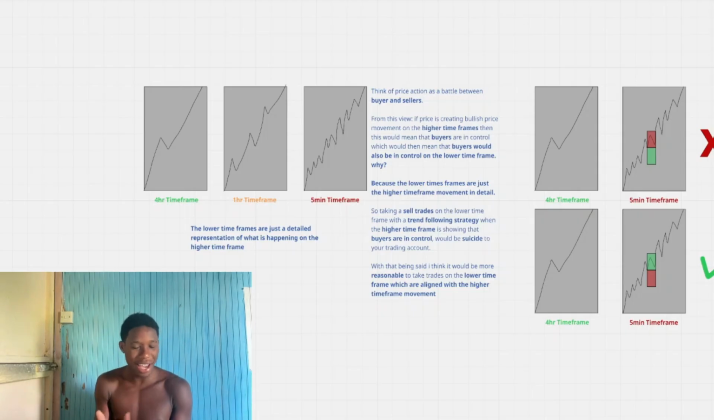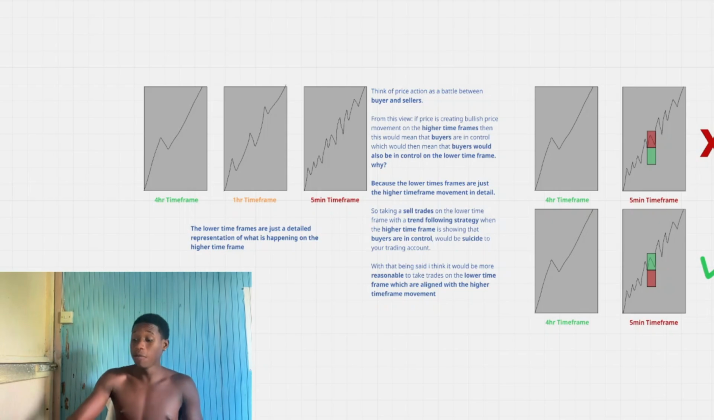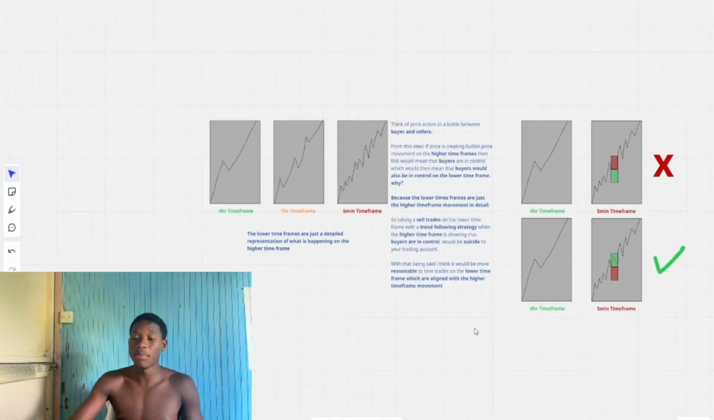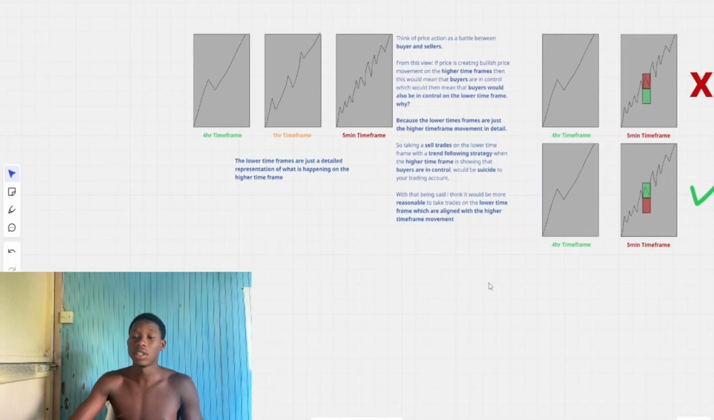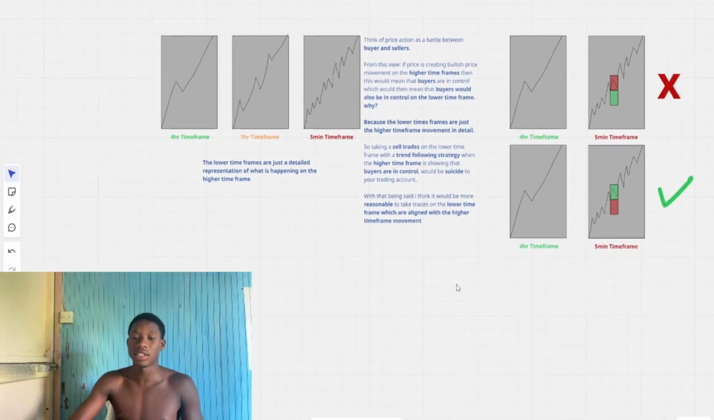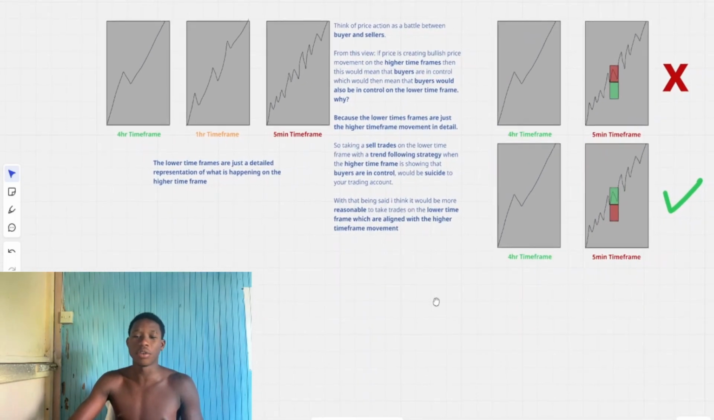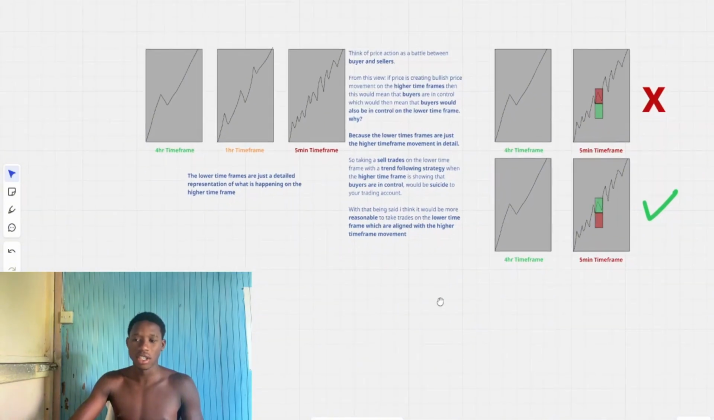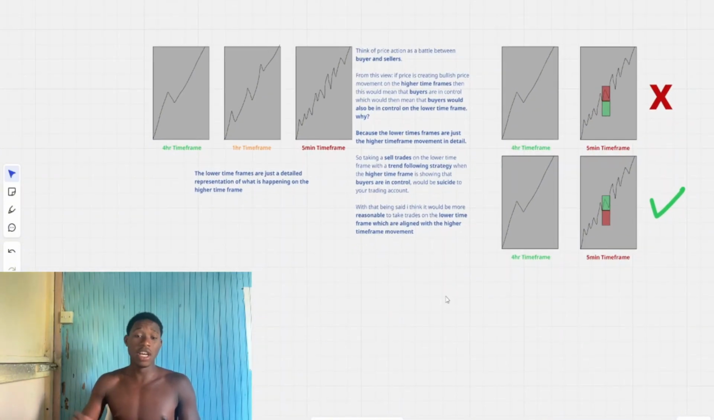If the higher time frame is going up and the lower time frame is the same thing as the higher time frame, just in more detail, why would you take a downward trade? Why would you take a sell trade? Ask yourself that. If you don't agree with what I say, let me know in the comments what you think about it, so we could have a discussion. Because I don't think anybody would disagree with what I say. That's today's video. Today's video is basically preaching the importance of higher time frame analysis.